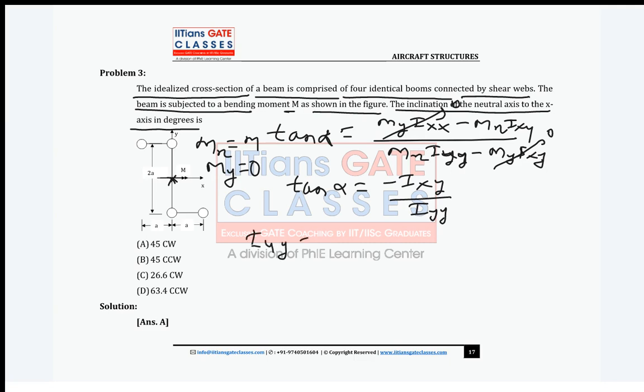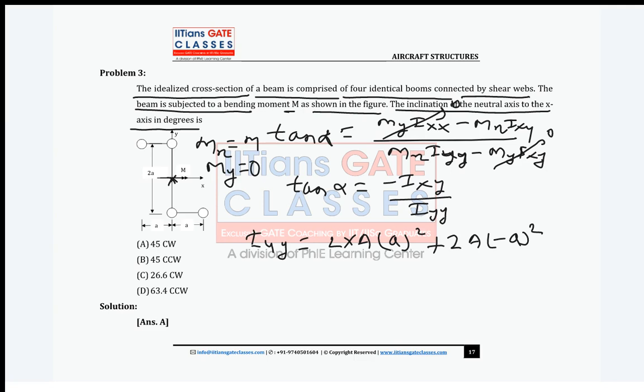What will be your Iyy? If you take areas, all boom areas seem to be equal. So I can write for the top boom, it is 2 into A. What is the distance? A is the distance from centroid. The bottom boom, there are two booms, 1 and 2. So it is 2 into A. What is the distance? It is minus A from centroid. Right?